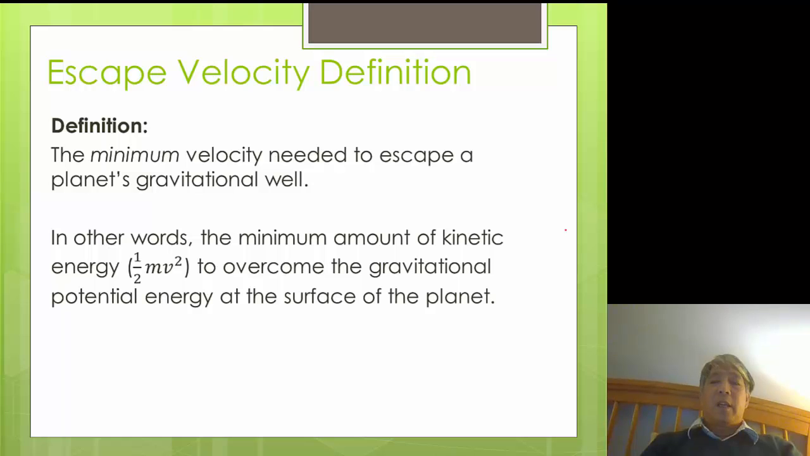Basically it's saying that the minimum amount of kinetic energy, 1/2 mv squared, needed to overcome the gravitational potential energy, minus GMm over r, at the surface of the planet. Actually at any point, but normally it's calculated at the surface of the planet.